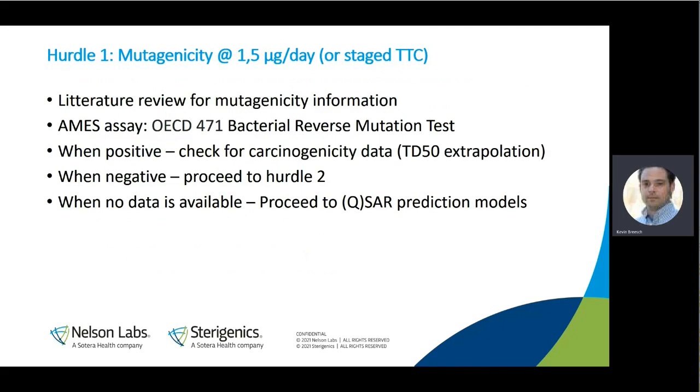So, hurdle one, mutagenic potential. We have to assess that. Obviously, we will look into literature for mutagenicity information. What you would like to look for is the OECD 471. It's the Ames assay, or the bacterial reverse mutation test. I will pick up on this test because it's very important. When it's positive, it is a mutagen. There is a likelihood that you will find carcinogenicity data. So remember, this TD50 dose where 50% of the animals give rise to tumor development, and you can extrapolate this one to have an acceptable daily intake. When your Ames assay, which was performed, is negative, you can go to hurdle two. When no data is available, we refer to the ICH M7 for QSAR prediction models.